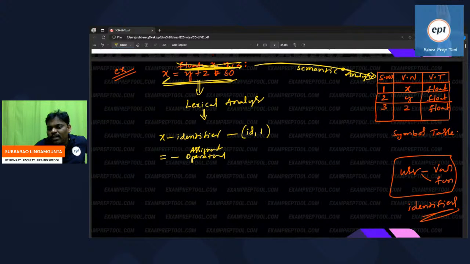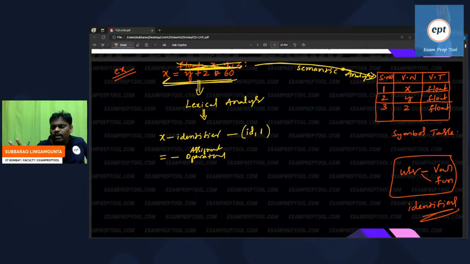So one student asks in one of the classes: Reddy sir, you gave a token to X. You gave a token number to Y also. Why don't you give one to the assignment operator also? Why not for the operator? The compiler knows about operators. The compiler knows about the keywords. The things which are new, to them we give a token number.